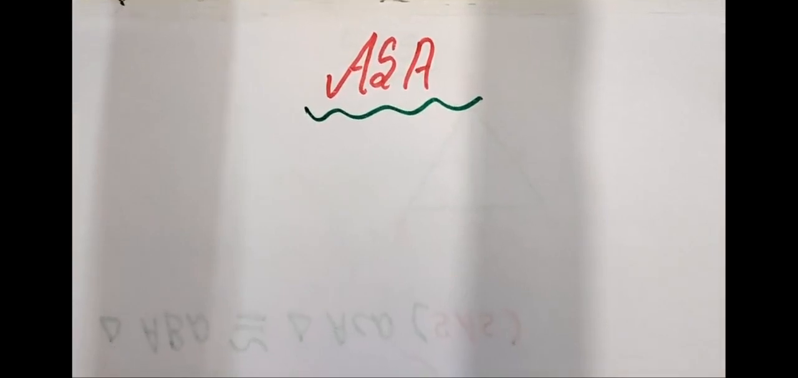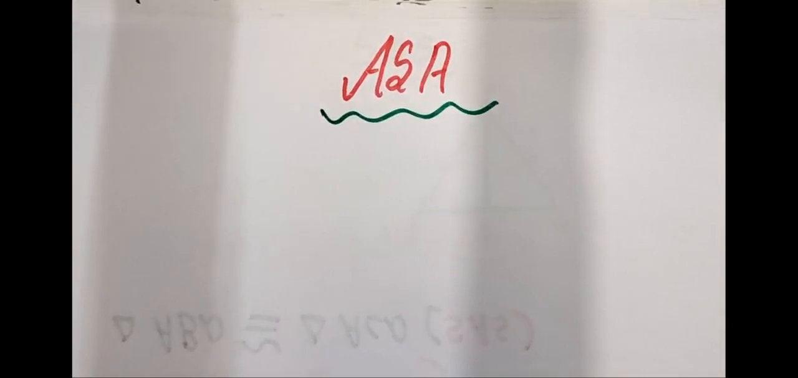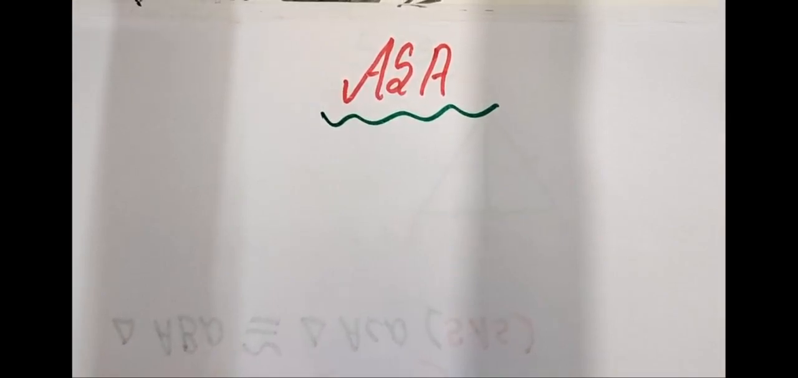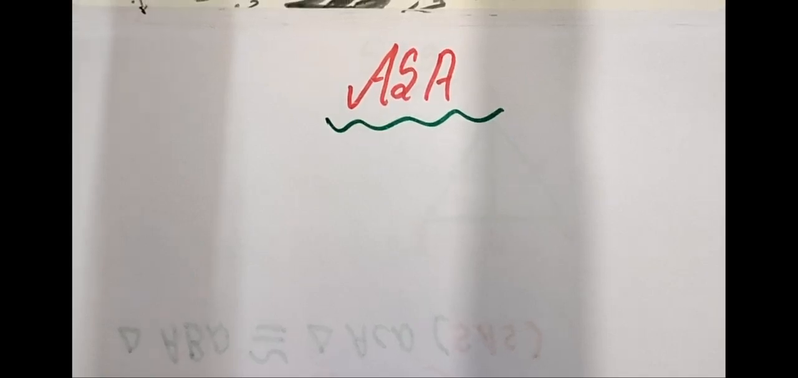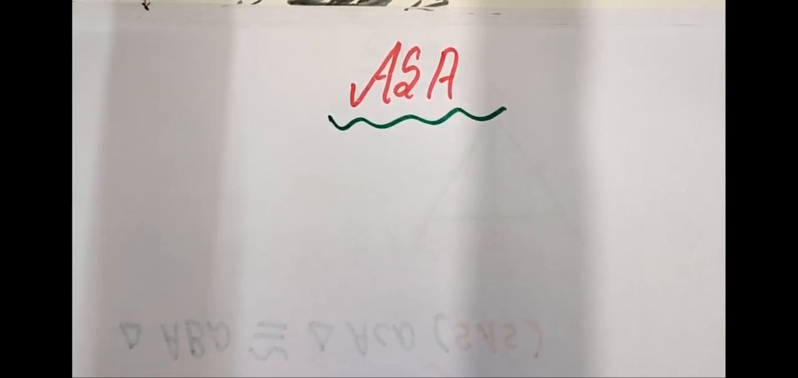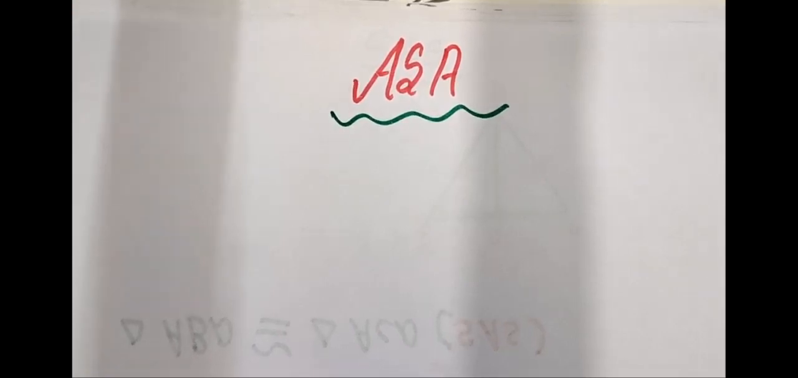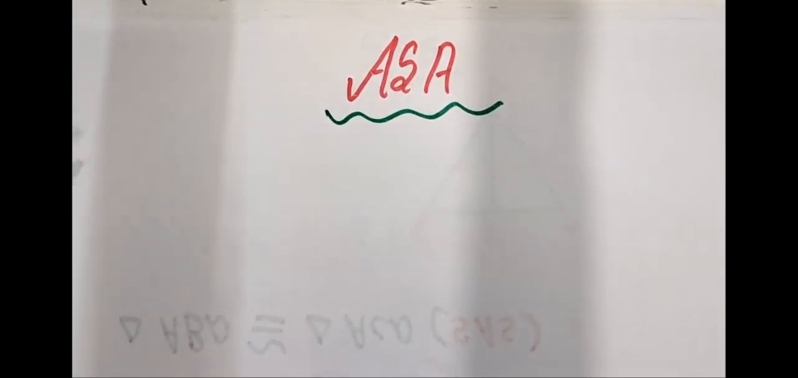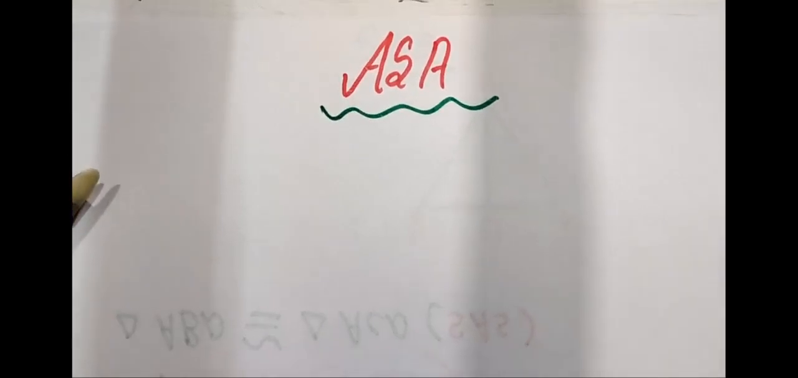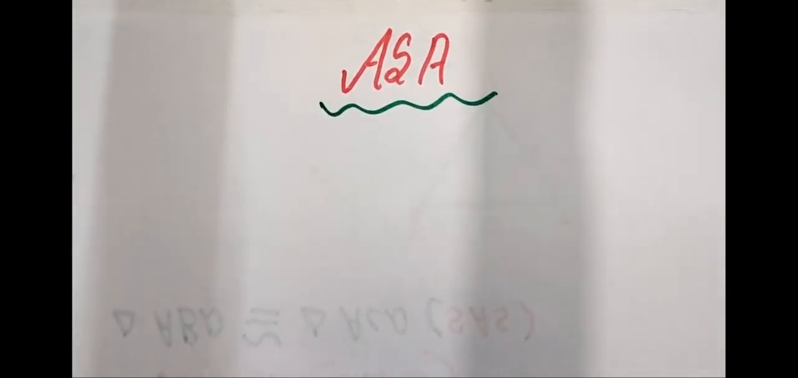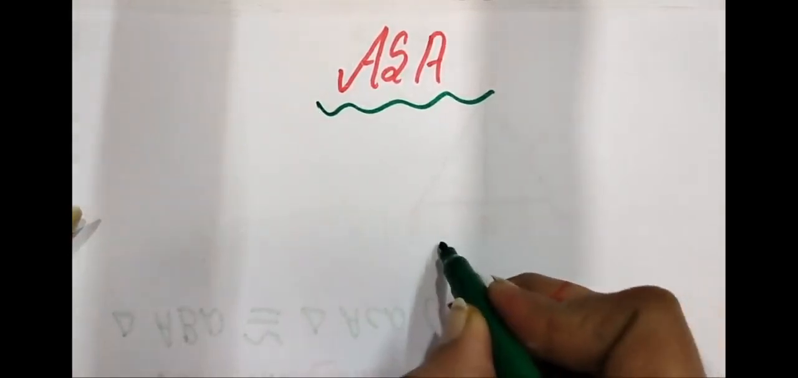So now third condition, ASA means two triangles are congruent if two angles and the included side of one triangle are respectively equal to the two angles and the included side of the other triangle. That is called ASA congruence condition. That means you have to take two angles and the included side. Right. So let's try to solve one of the examples based on this criteria. So here we can take, let's draw one diagram of the triangle.